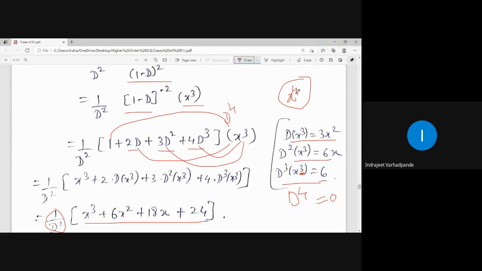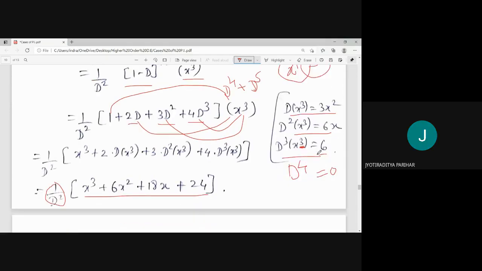If it is x to the power 5 plus x to the power 4, the highest degree is x to the power 5, so the expansion should be till d to the power 5, because d to the power 5 of x to the power 5 will only exist. d to the power 6 onwards, all the derivatives will be 0. So there is no point in writing them because all the terms are going to be 0 plus 0 plus 0. Right? Yes, sir.